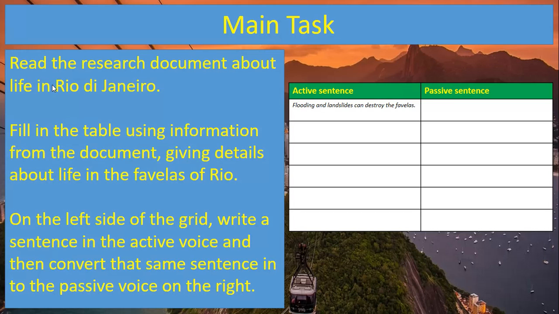Have a go at coming up with some of your own. Think about what you know about favelas and think about what you read on the document. Keep the sentences simple. If you think about the sentences from the first slide where we looked at active and passive, it was very, very straightforward, not overcomplicated. Use simple ideas. It will make it easier for you to then convert it into the passive voice. Good luck, and I look forward to seeing your finished work.